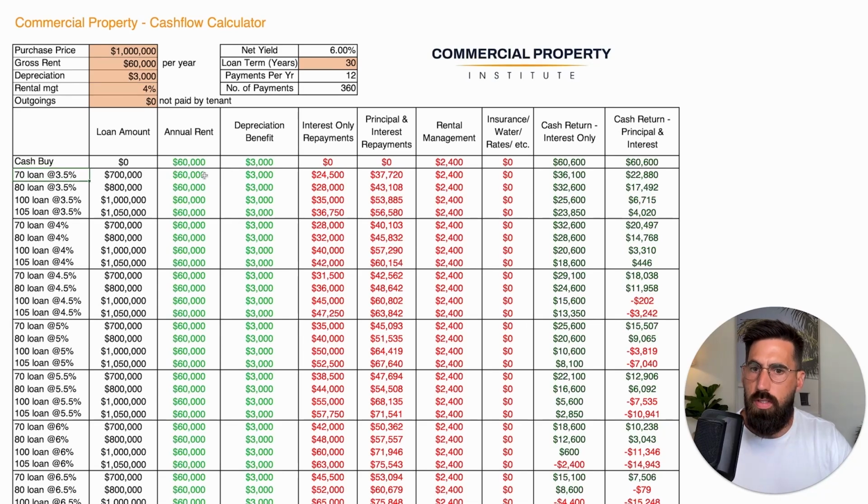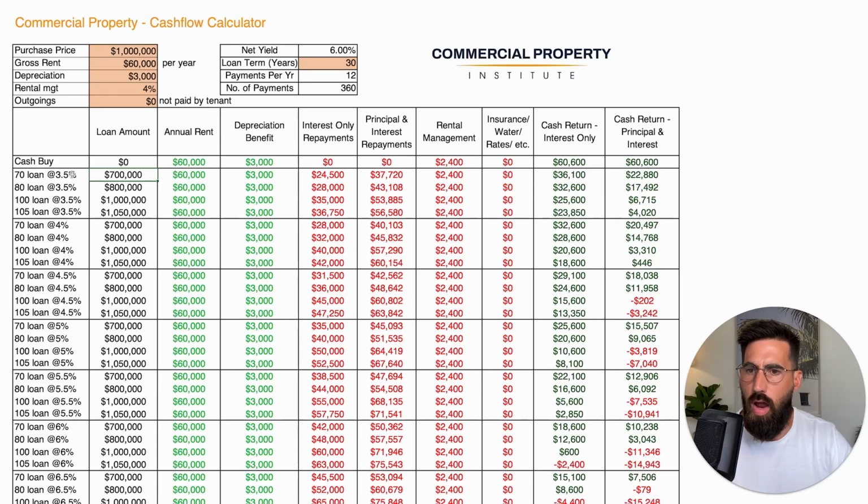Now what happens is we're still getting the same $60,000 rent and the $3,000 back at tax time. However, we have interest-only repayments on the property. So we're going to have $24,500 interest-only repayments. This is calculated from basically looking at a $700,000 debt and timesing it by the interest rate.